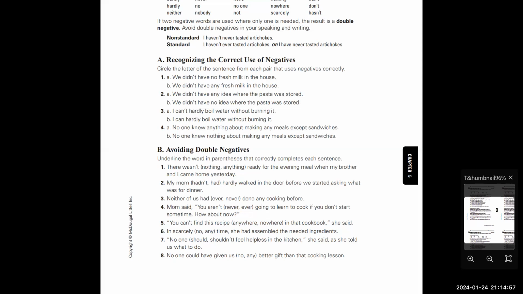No one should feel helpless in the kitchen, she said as she told us what to do. Okay, that's correct. Number eight. No one could have given to us any better gift than that cooking lesson. Okay, very good. Perfect. That's correct. Okay, that's easy. There were choices.